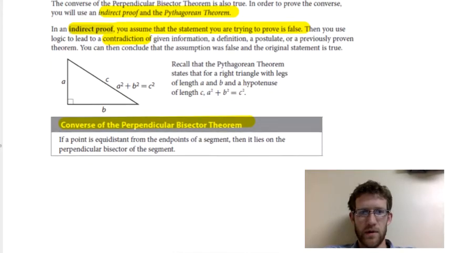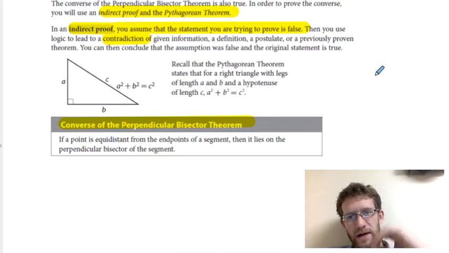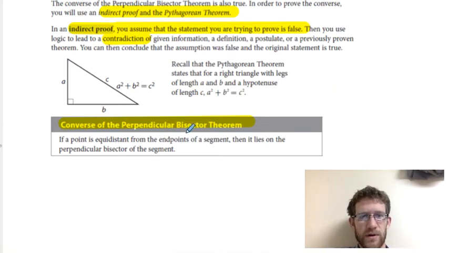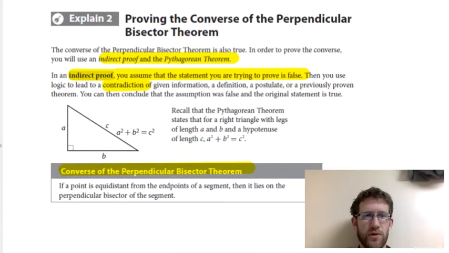Yep. So the last one said that if there was a point on the perpendicular bisector, it was equidistant. This one goes the opposite. So it says if a point is equidistant from the endpoints of a segment, right, then it is on the perpendicular bisector. So we've just switched those up. There's a proof in this book here.